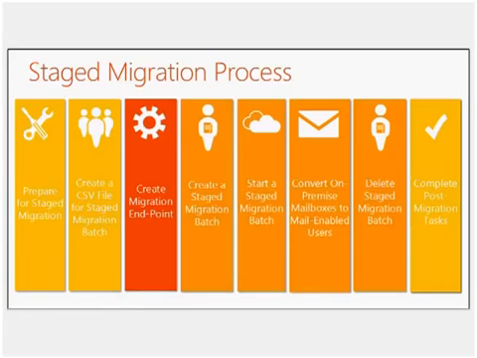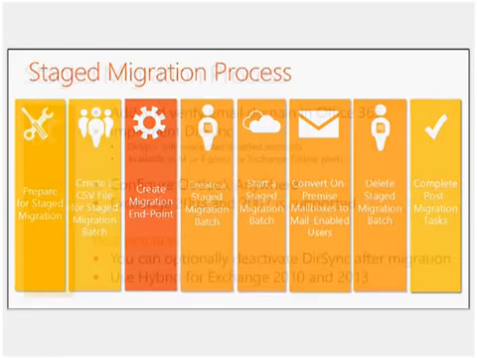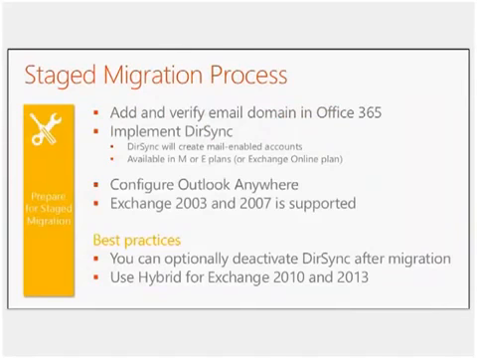And you don't see anything here that says MX record. So again, when you're doing stage migration from Exchange, you can continue to have your MX record pointed at your on-premises until you're ready to flip that. So you don't see that here from the stage migration. You do need to add and verify that domain. You need to have DirSync. You need to configure Outlook Anywhere on your current environment, 2003 or 2007, because that's what we're going to use to connect and move in these batches.